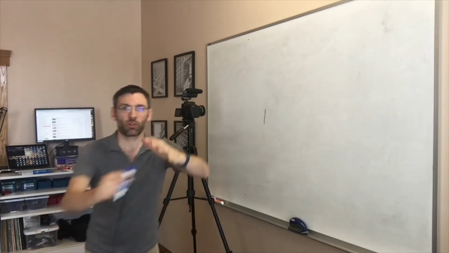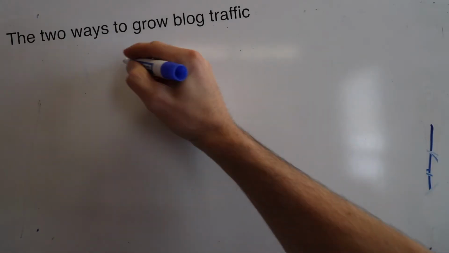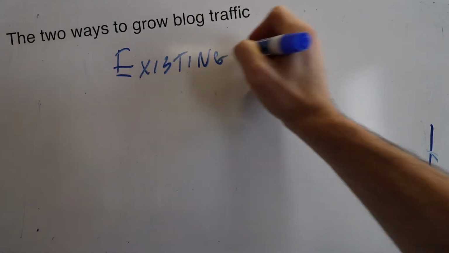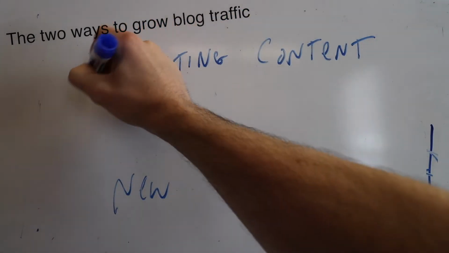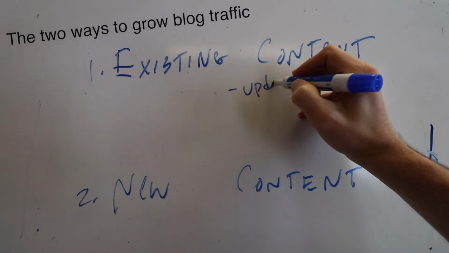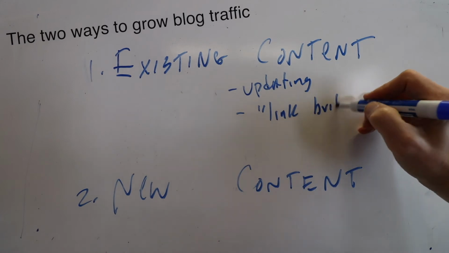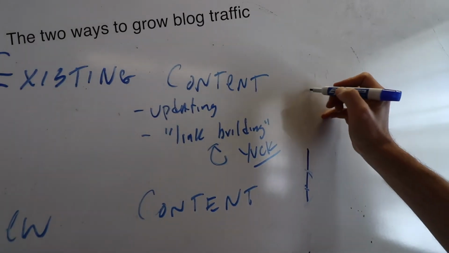And let's look at this, contrasting the options that you have to grow blog post traffic. This really comes in only 2 ways. 1, growing existing content traffic, or 2, posting new content. That's it. 2 ways. This is typically through updating or link building. Yuck.